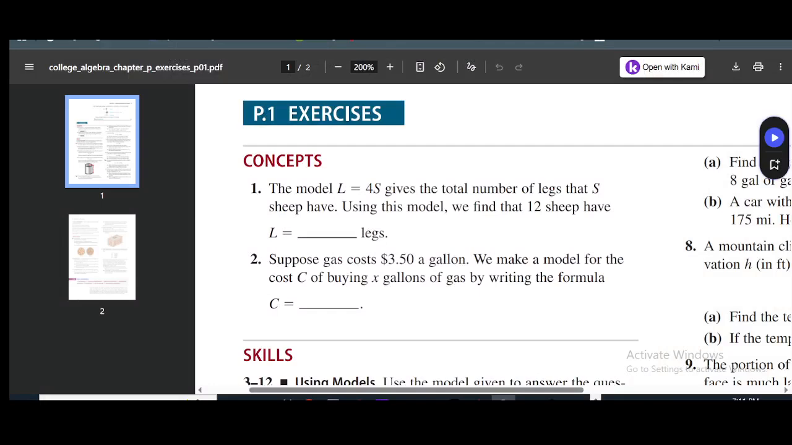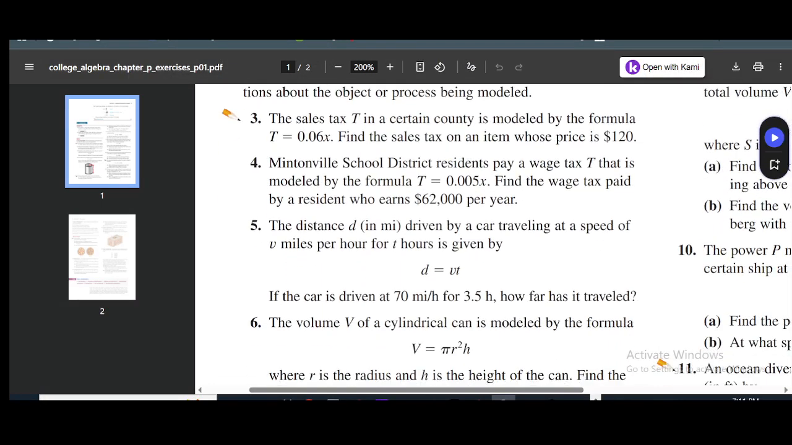Number 4, we have that. Okay, we have an equation T equals 0.005x, and they want us to find the wage paid by a resident who earns $26,000 per year. Okay, so the $26,000 per year, that's a rate, and we want to know how much taxes will be. Well, T says it equals 0.005 times X, and X will be the per year or the rate. So we have to multiply those two. So it'll look like this.